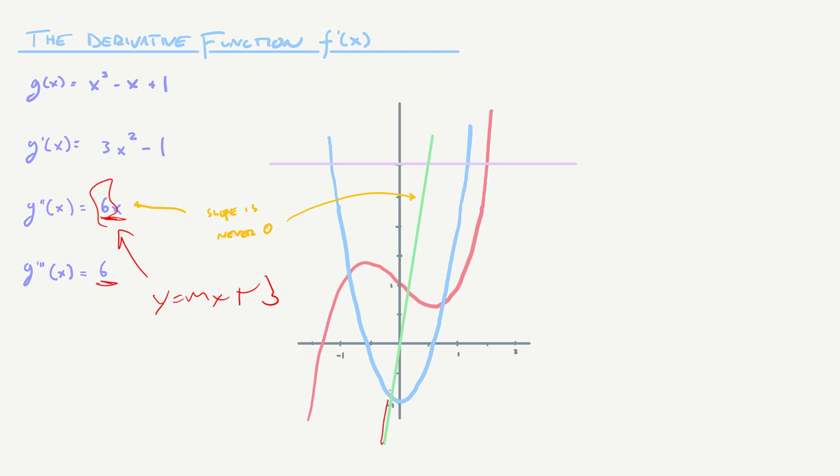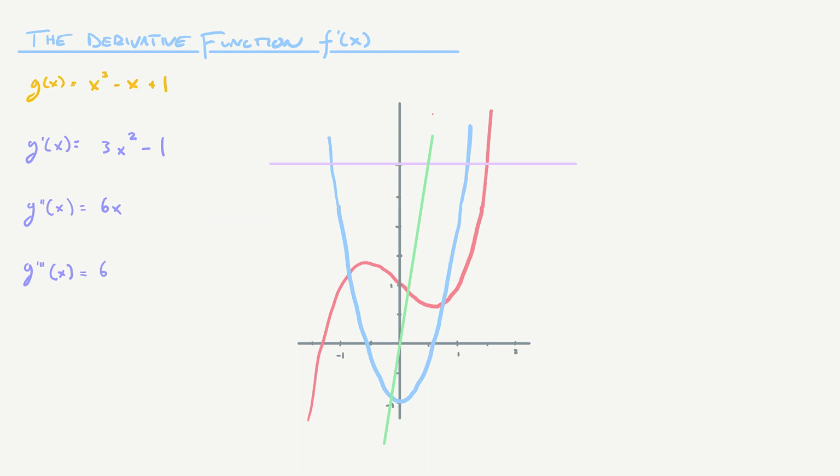The slope of this line here is always going to be 6. It's got a constant slope, which is why the derivative of that function, the derivative of any linear function, is always going to be whatever the slope of that line is. In this case, it happens to be 6.